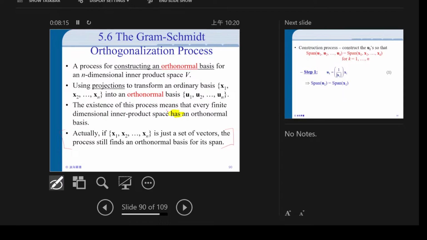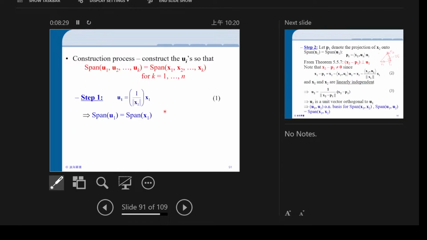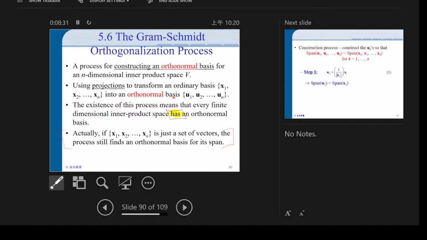Okay, that's an important theoretical result we got here. But let's first see the constructive part. So the calculation part of the process. Okay, so you get a whole bunch of vectors that form a basis. How do you get the orthonormal basis?